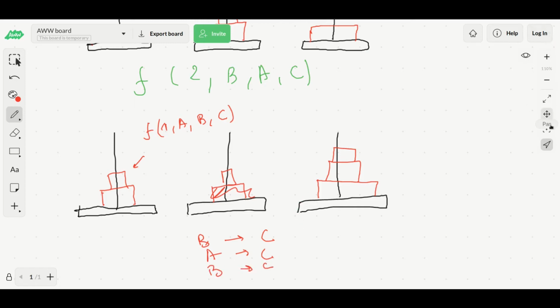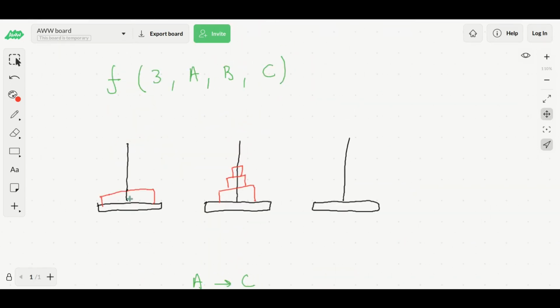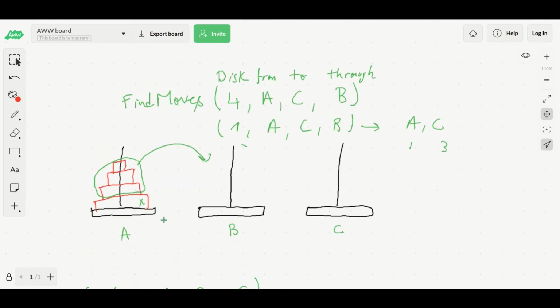So basically, we always move all the disks that block the larger disk to the stack that is different from our source and our destination.